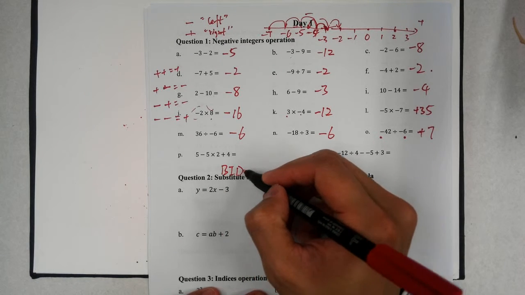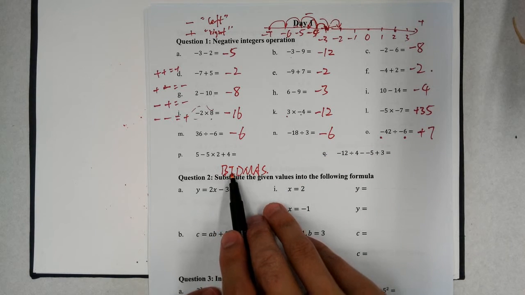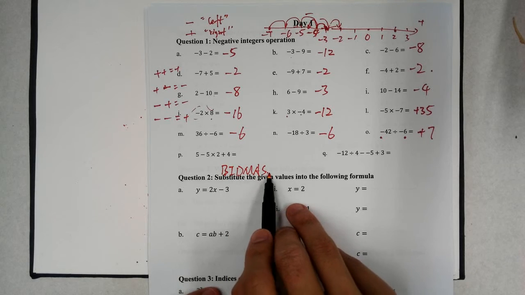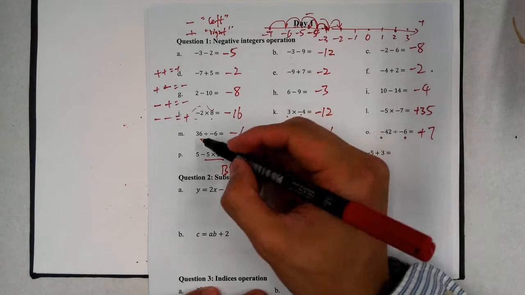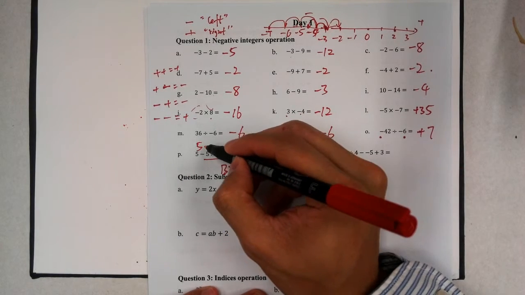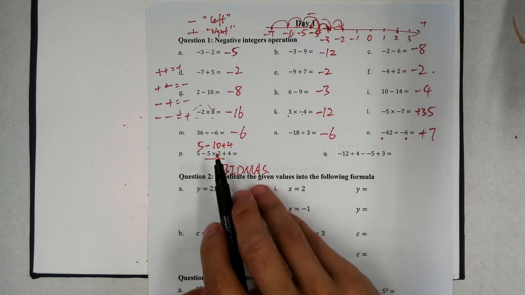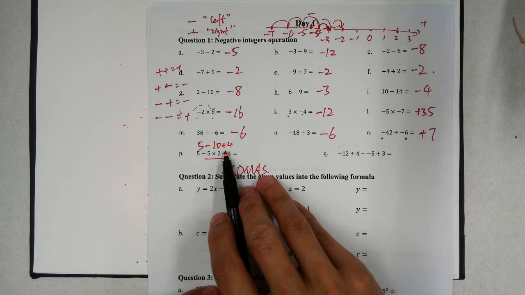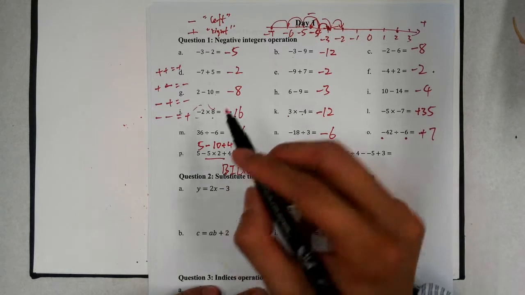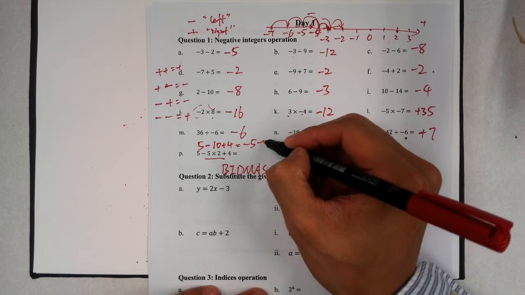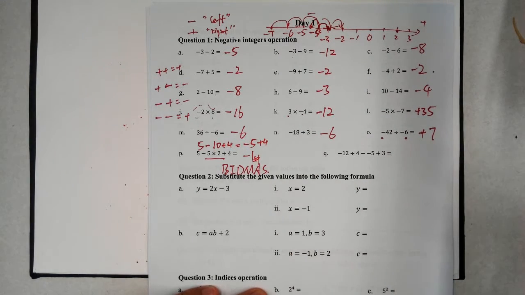BIDMAS. So do we do bracket first and then indices, division, multiplication, addition, subtraction. So first of all we need to do multiplication. So the equation will become 5 minus 5 times 2, which is 10, plus 4. And the rest of them, subtraction and addition, follow from left to right. So 5 minus 10 is negative 5. Negative 5 plus 4, the answer is negative 1. So negative 1 would be the answer.